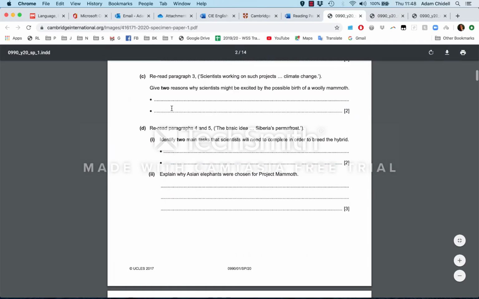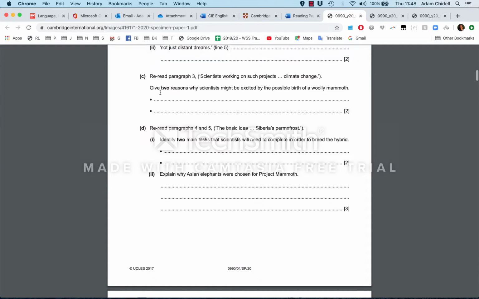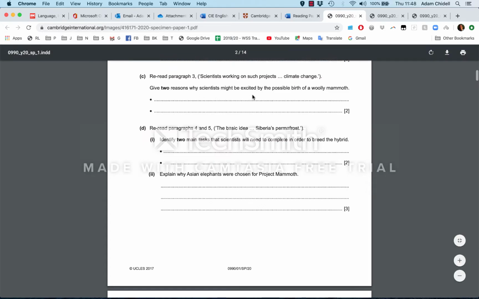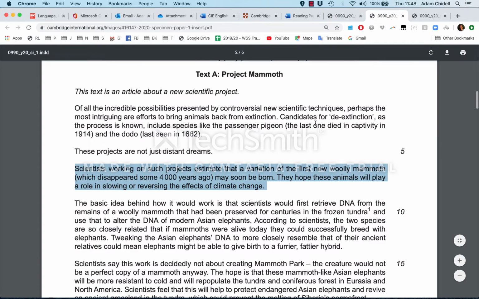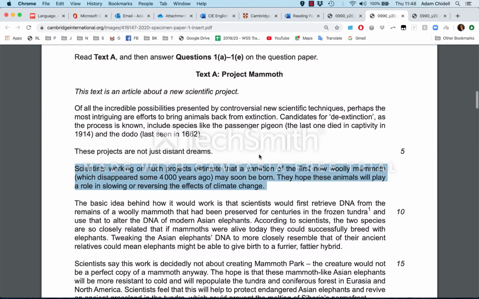Okay, so fairly straightforward here again, but what it's actually checking is that you can find the relevant information, but also make a little bit of light inference, because you're having to slightly read between the lines about what might be exciting for scientists about this. Now, it should be fairly clear, hopefully. I think the first thing scientists are probably excited about is simply the fact that woolly mammoths have been extinct for around 4,000 years. Obviously that would be quite a huge achievement, to bring them back, and so that might be something that scientists would find exciting.